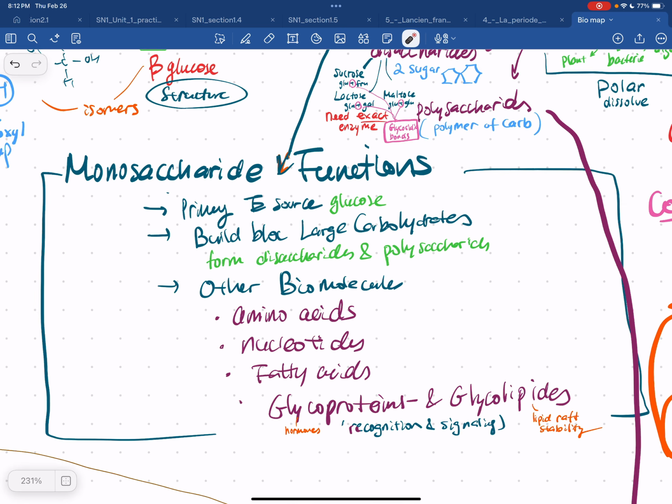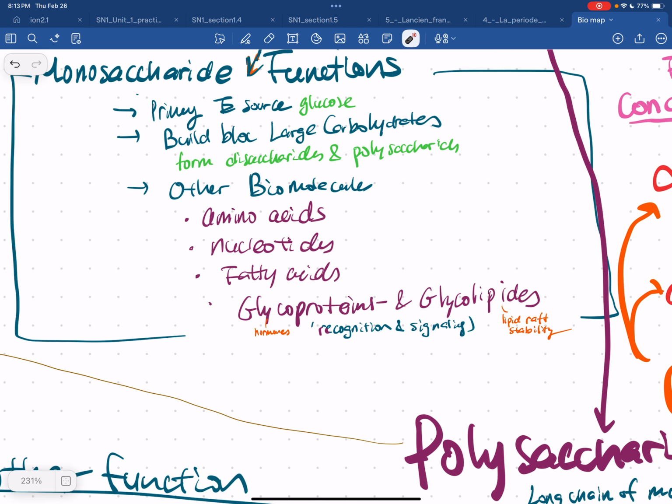So there are three functions of monosaccharides. These are monosaccharides, primarily for energy. Typically glucose is the main source of energy for cells and a building block for larger carbohydrates. So fuel, making larger carbohydrates like disaccharides and polysaccharides, and making other biomolecules. So primary source of energy, and making biomolecules, just making a lot of stuff.